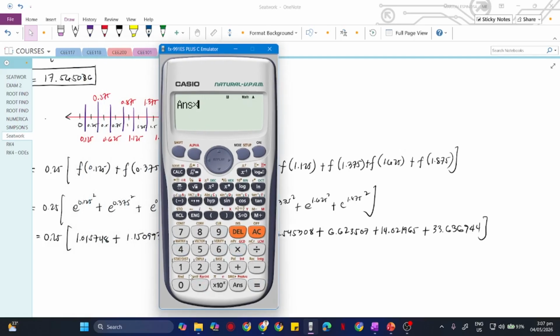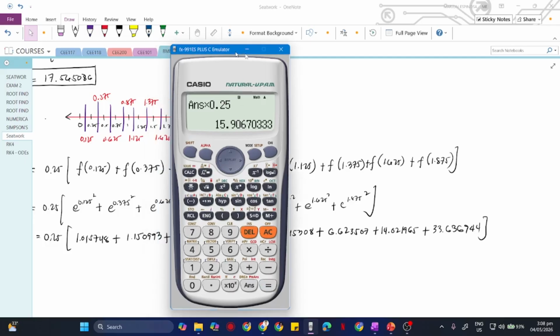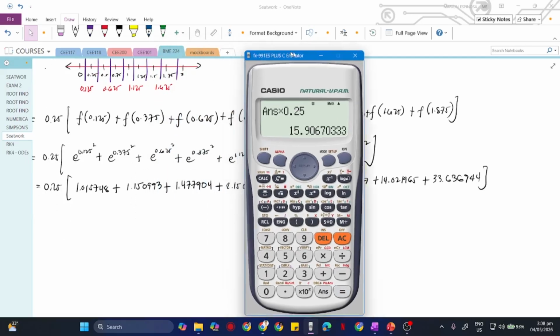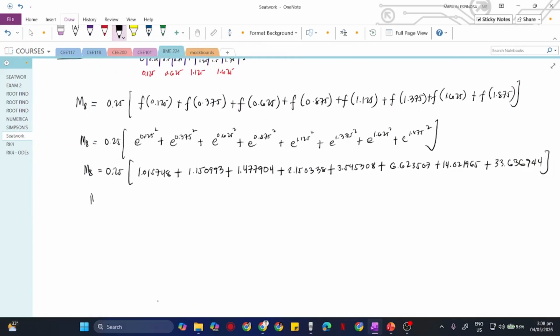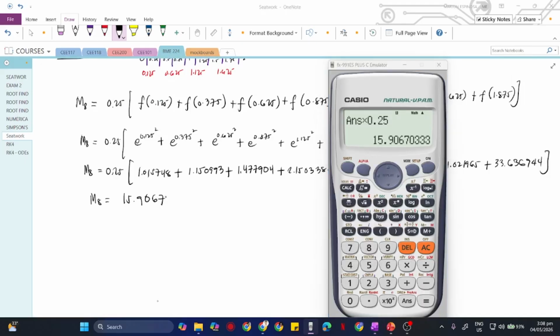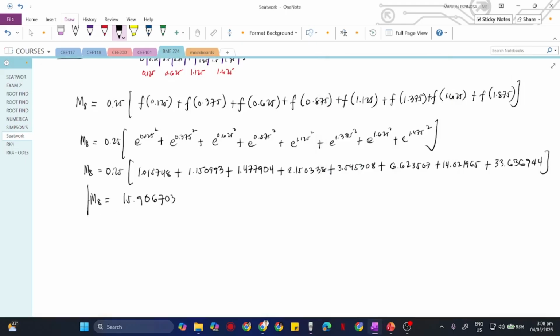Multiply natin yan by 0.25. Okay, you would get 15. Yung value nito is 15 point. Yung midpoint 8 is equivalent sa 15 point. Similar ba tayo, class? 906703. Okay. So ito yung value ng ating M sub 8.